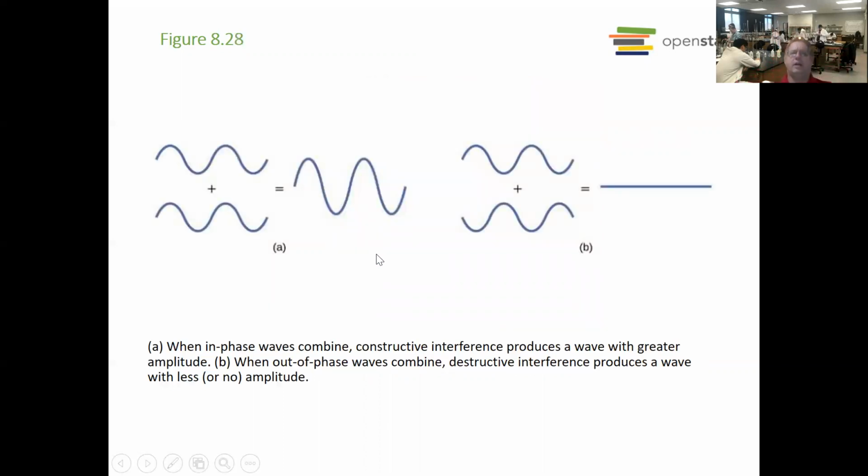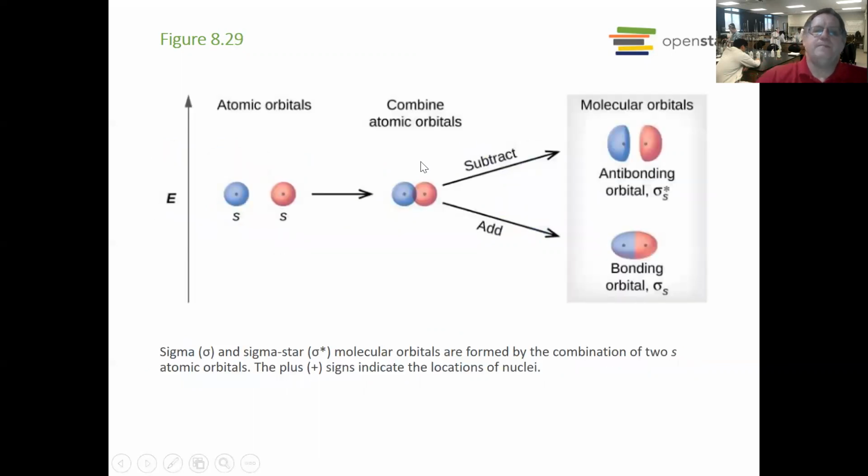In order to understand the molecular orbital theory, we need to remember that orbitals are wave functions. And if we combine waves where the crests and troughs overlap, we get constructive interference. We have a greater intensity. And if they're out of phase or opposite with each other, I get destructive interference and get no intensity there. So let's take two s orbitals.